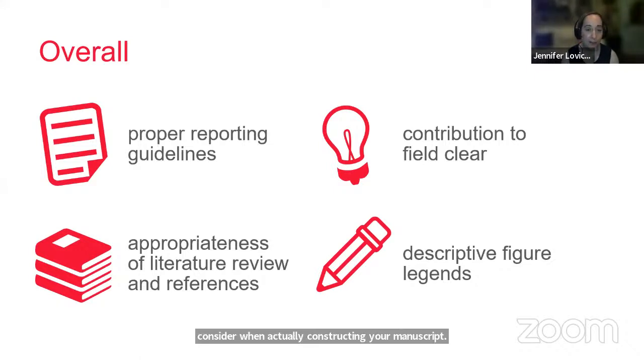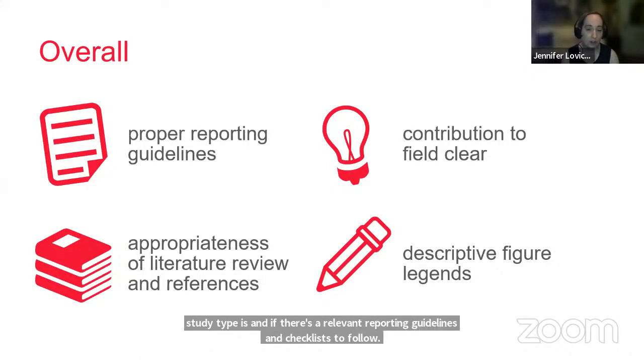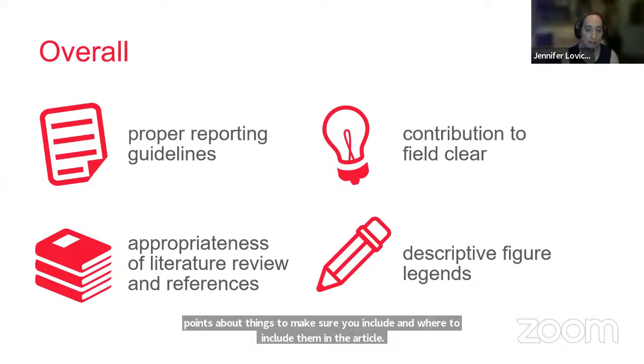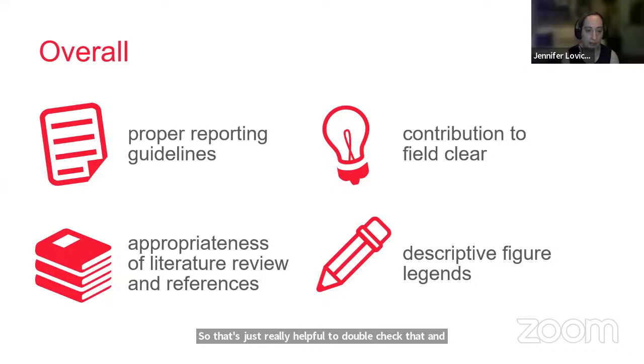So the first is to talk more about reporting guidelines. Review reporting guidelines by your study type. Granted, not all study types or article types have reporting guidelines, so it's important to know which ones do and which ones don't. I do recommend going to the Equator Network website. They have an Equator wizard, which steps you through a series of questions to find out what your study type is and if there's a relevant reporting guideline and checklist to follow. This is really helpful when constructing the article because they have a lot of really good points about things to make sure you include and where to include them in the article. So that's just really helpful to double check and follow the items listed in the relevant reporting guidelines.